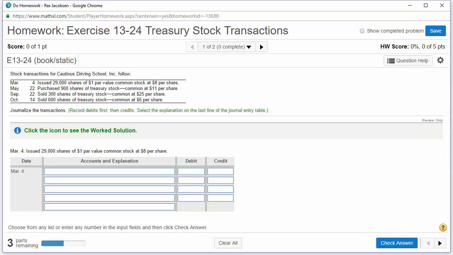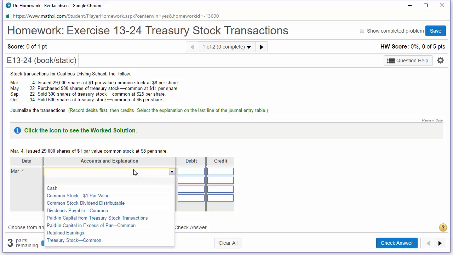Exercise 1324, Treasury stock transactions. So we're just going to journalize several Treasury stock transactions. The first one, March 4th, we issued 29,000 shares of $1 par value common stock at $8 per share.